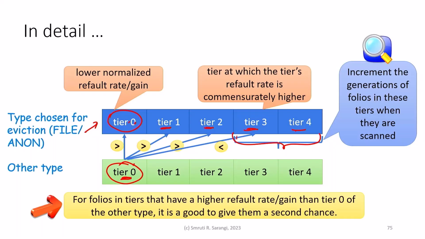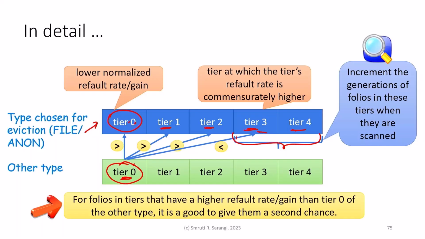So let me do one thing. Let me give these pages an additional chance. The reason I'll give them an additional chance is because, number one, they are being accessed, right? That is the first thing. Second, their refault rate is not very low. It is at least more than tier 0 of the other type. So let me give them one more chance. If they are not able to perform, if they reach a very low generation, then I will see. But for the time being, they appear to be good citizens. So let me give them one more chance by maximizing the sequence number of the pages in tier 3 and tier 4 in this example, right?